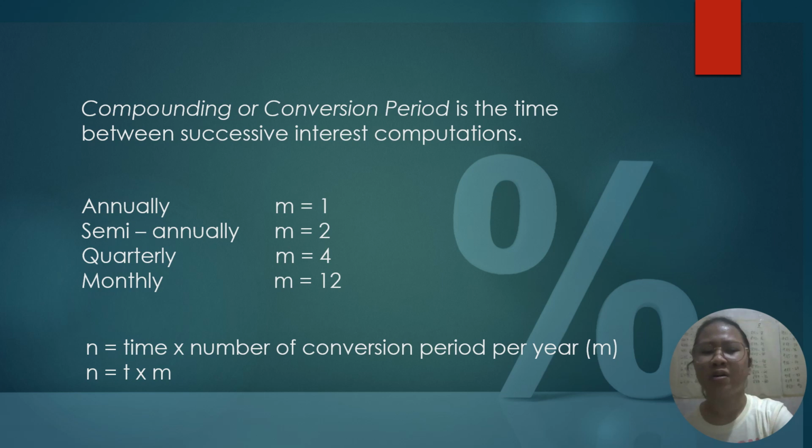When the conversion period is annually use 1, if semi-annually use 2, if quarterly use 4, and 12 if it is monthly. To get the total number of conversion periods for the whole term, simply multiply the time or term by the number of conversion periods per year. For example, the term is 3 years compounded quarterly, we just simply multiply 3 times 4 since it is quarterly, so the total number of conversion periods for the whole term is 12.